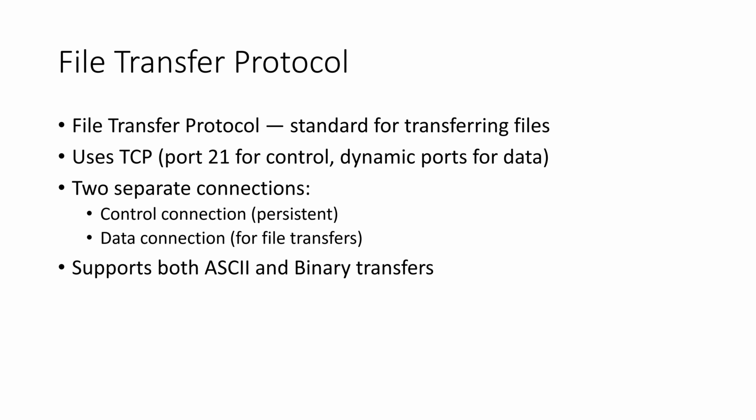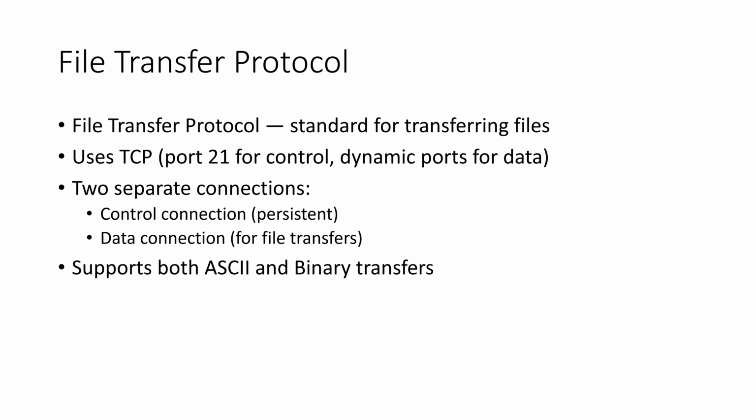Now let's look at FTP, or the File Transfer Protocol. It's one of the earliest and most widely used protocols for transferring files between systems over a network. FTP uses TCP for reliable communication and it uses port 21. The port 21 is actually used for control connection that remains open for commands and responses, but a separate data connection is opened each time a file is transferred.